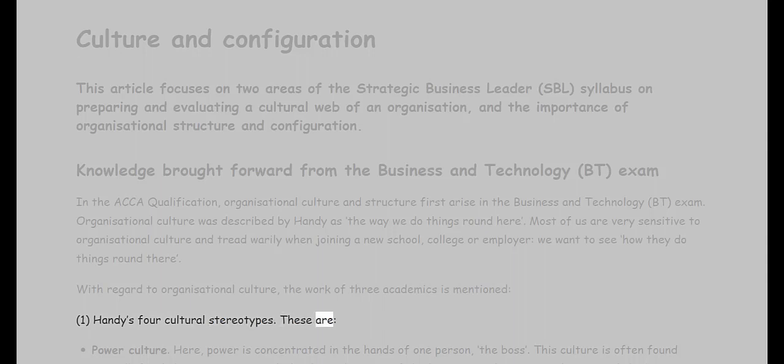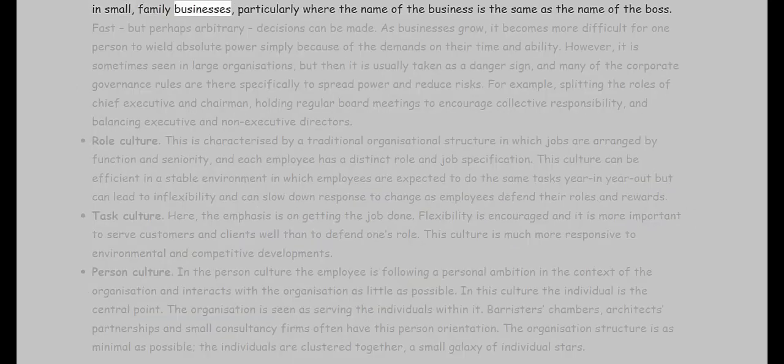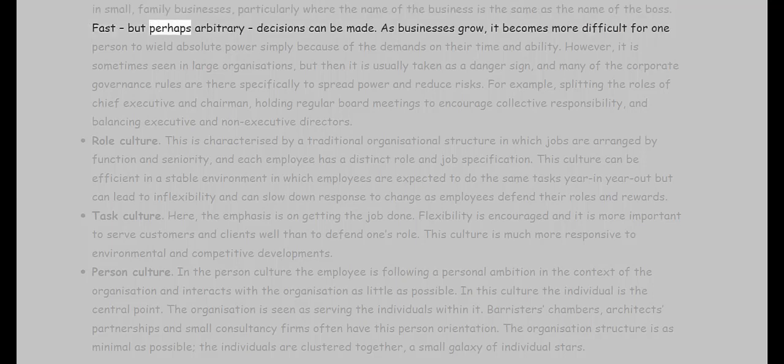These are: power culture. Here, power is concentrated in the hands of one person, the boss. This culture is often found in small, family businesses, particularly where the name of the business is the same as the name of the boss. Fast, but perhaps arbitrary, decisions can be made.